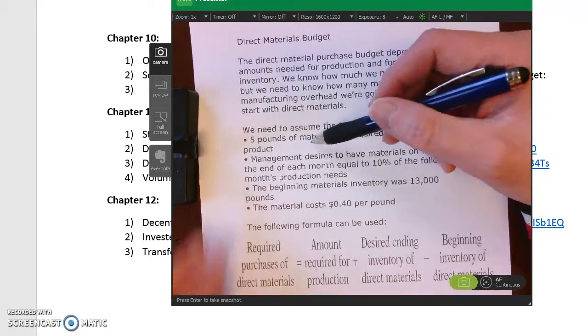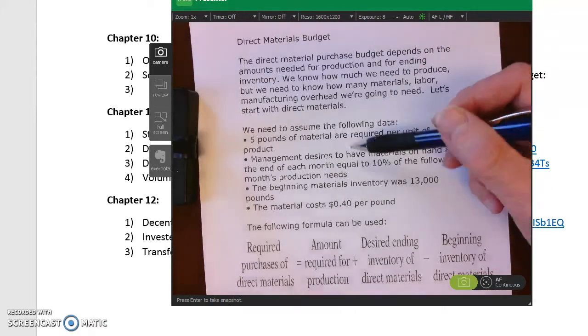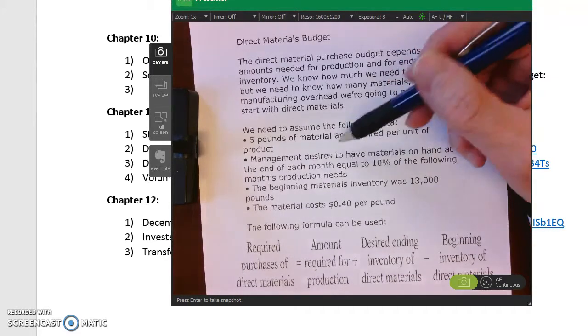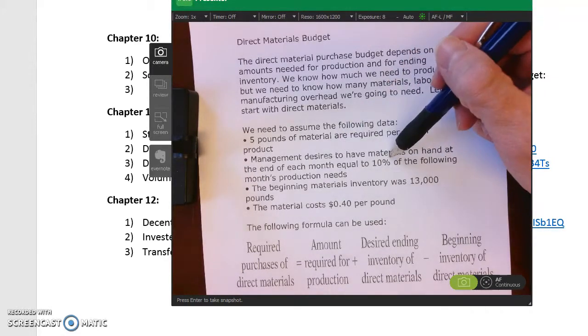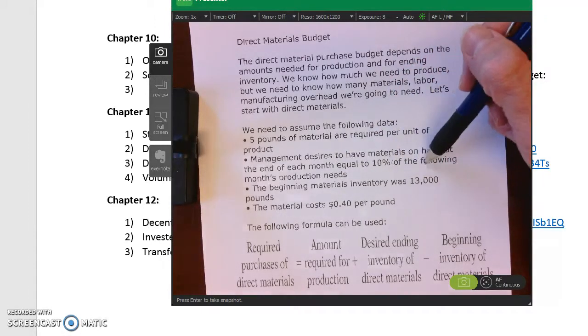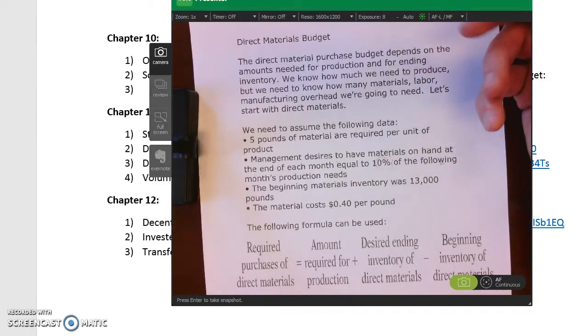And we have to have some assumptions, especially about how much direct materials it takes us to make each unit. It says right over here, 5 pounds of materials are required per unit of the product. Management wants to have materials on hand at the end of each month equal to 10% of the next month's production needs. So this is similar to what we did with the production budget, where we want to have some left over just in case sales are more than we thought.